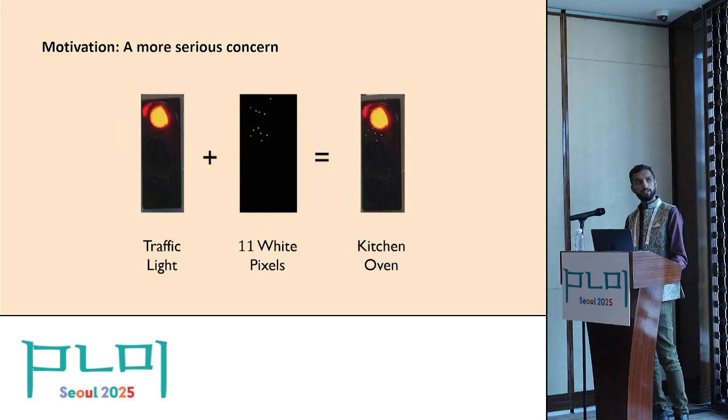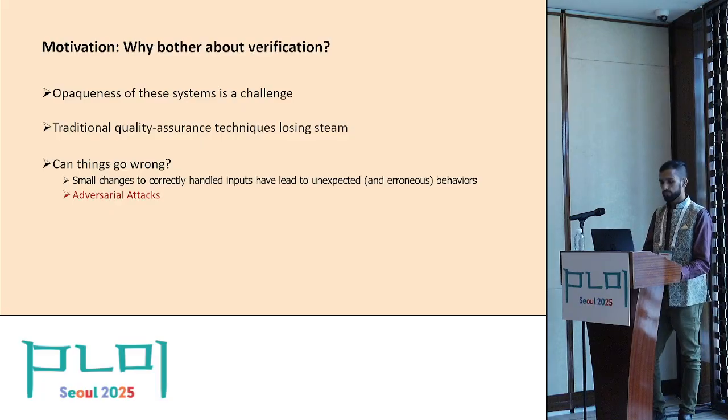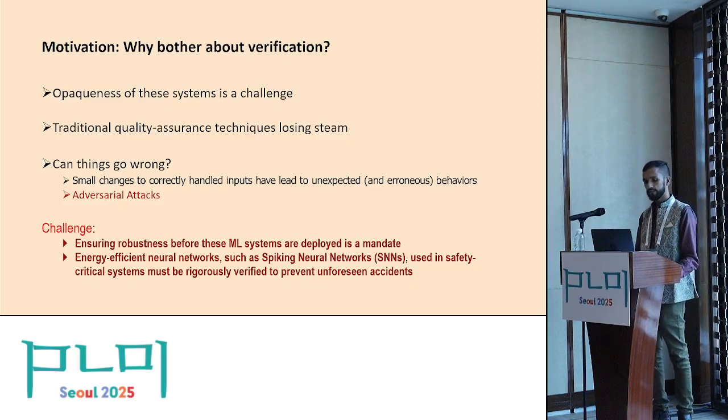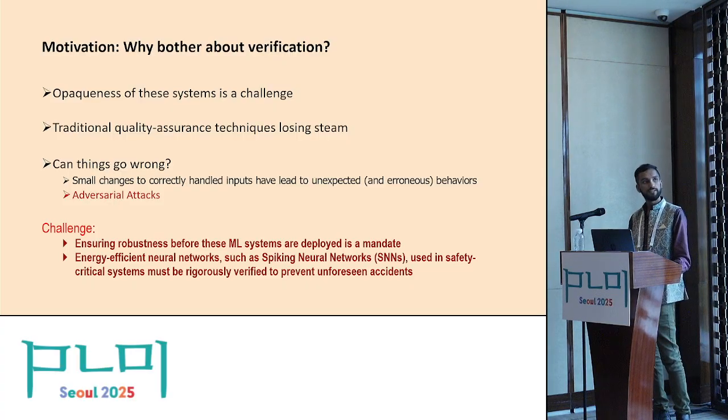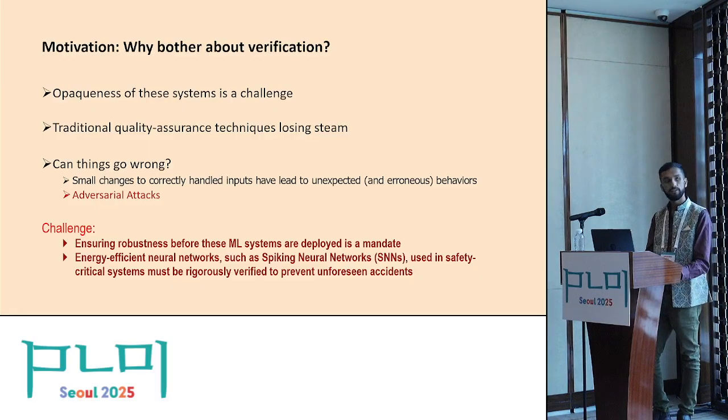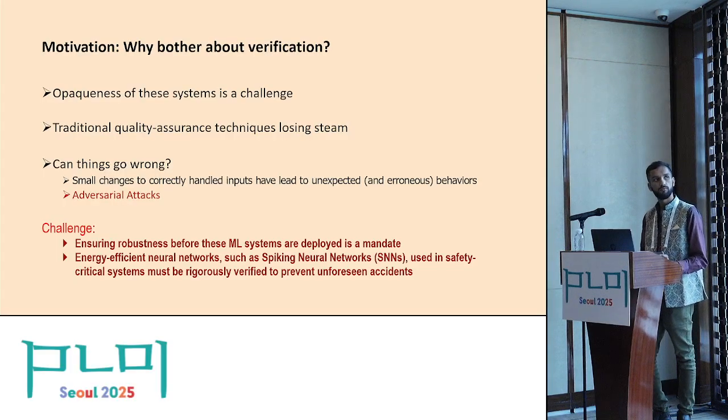A more serious concern is when we just add 11 white pixels to the traffic light image, it is misclassified as a kitchen oven. So what are the challenges? First is ensuring the robustness of these ML models before deploying, and the second is that energy efficient neural networks like spiking neural networks used in safety critical systems must be rigorously verified to prevent unforeseen accidents.